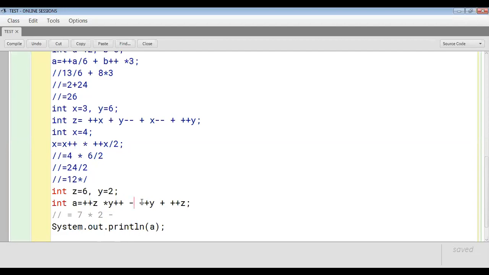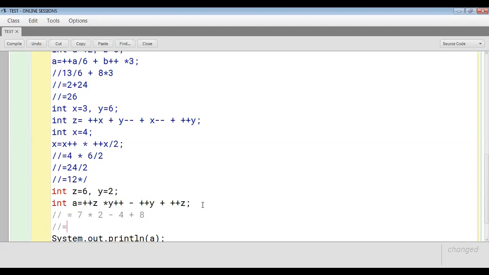3 minus and plus plus y. So it is 3 now, so 3 will become 4. So it will become 4. Plus. Now what was the value of z? z was 6, here it has become 7, and then you will find here the 7 will become 8. So now if you try to solve this, it will become 7 into 2 minus 4 plus 8.